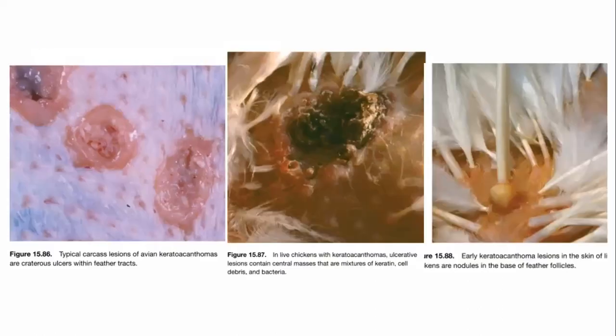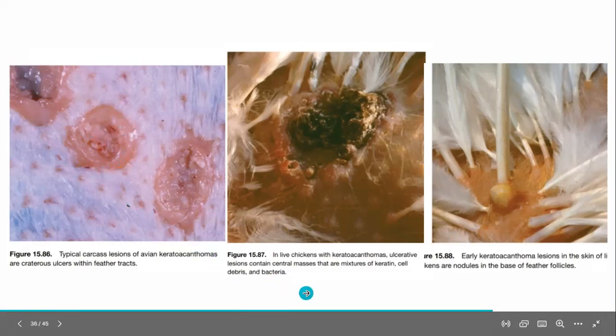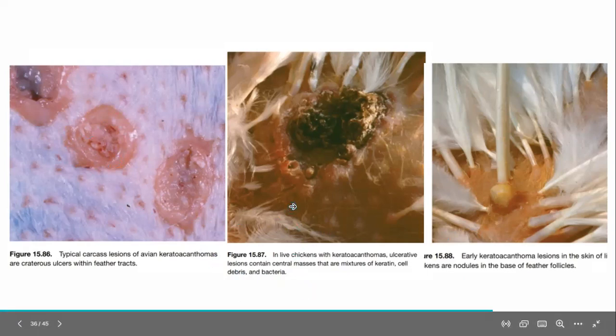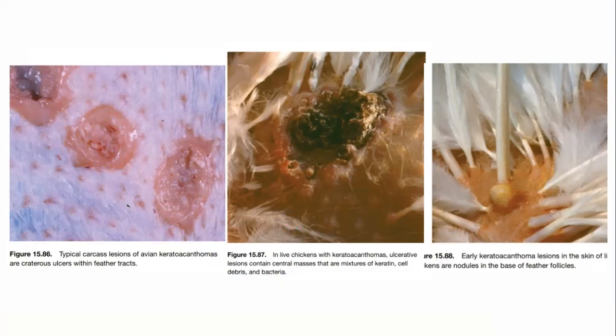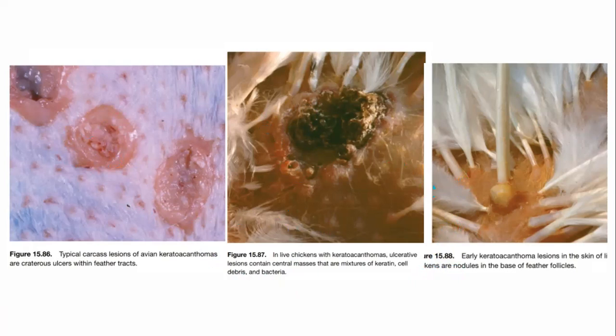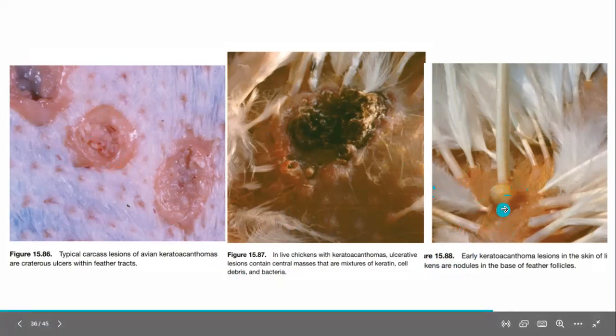Ito siya. Dito sa first figure, typical carcass lesions of avian keratoacanthomas are craterous ulcers within feather tracts. Tapos, sa second figure naman, in live chickens, ulcerative lesions contain central masses that are mixtures of keratin, cell debris, and bacteria. Ito siya. Dito sa third figure, early keratoacanthoma lesions in the skin of live chickens. Nodule siya sa base of feather follicles.